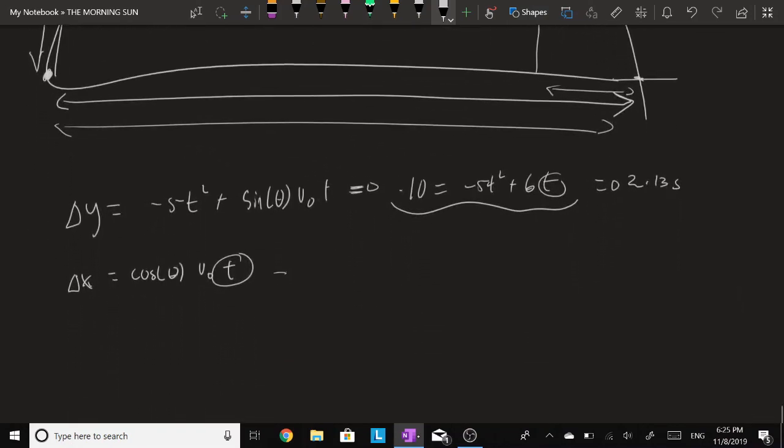And then you just have to substitute 10, so cosine 30 multiplied by v0, which is 12, multiplied by the time, which is what we just found, and that should give you your answer, and that is 22.21. So let's actually solve this on the calculator just to make sure that I'm correct.